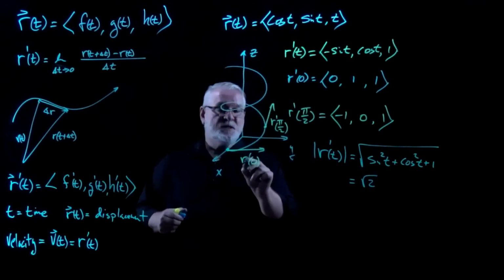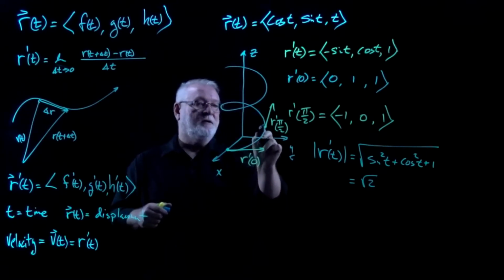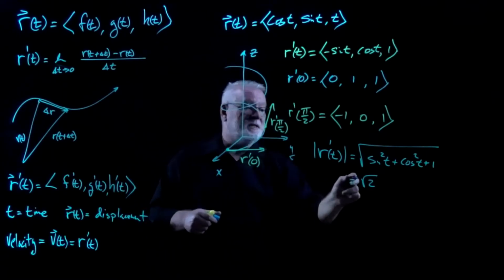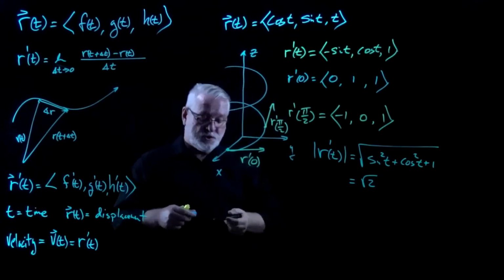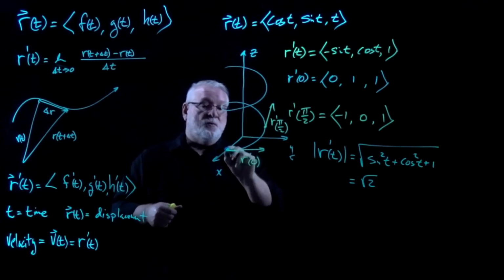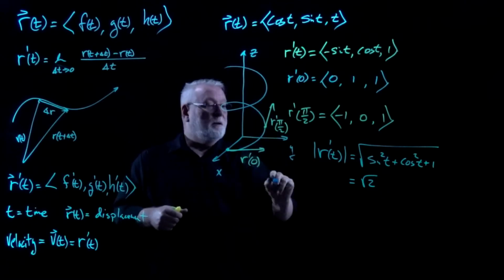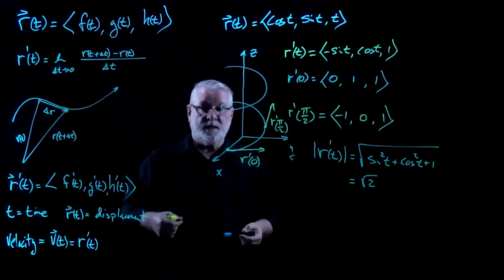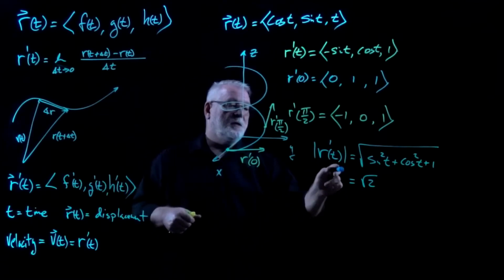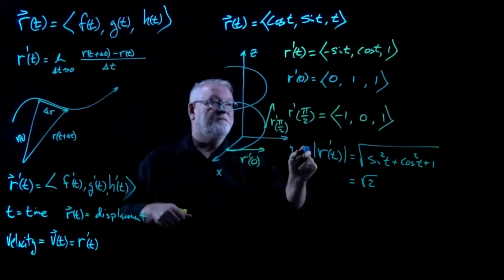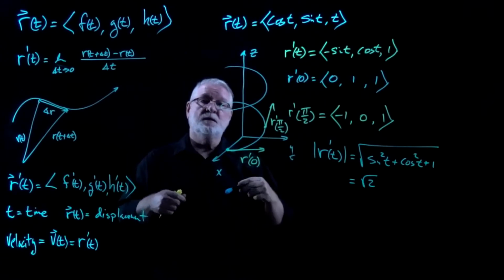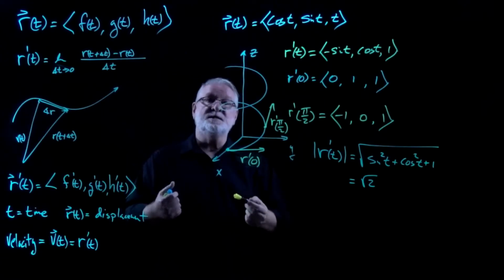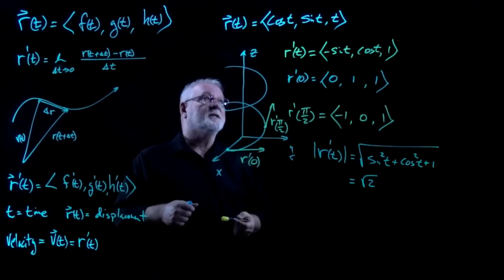So the magnitude of this velocity vector, that is its speed, all the way through this trajectory is a constant, radical 2. Its direction is constantly changing, but its magnitude remains the same. That is not always the case. The magnitude of the velocity vector for some trajectories will definitely increase or decrease. Let's take a look at a different function where that's the case.